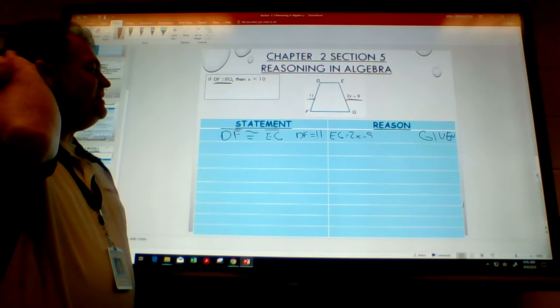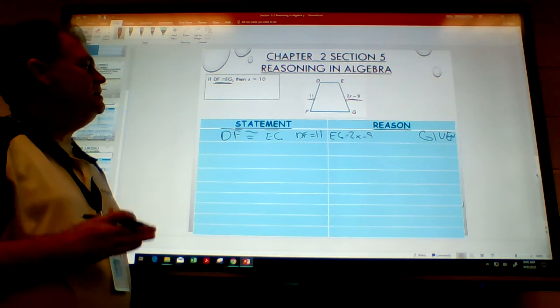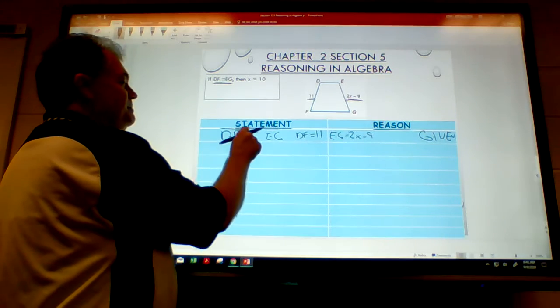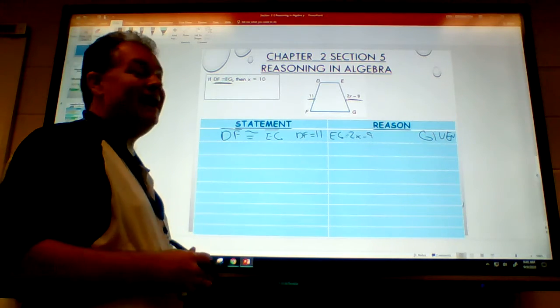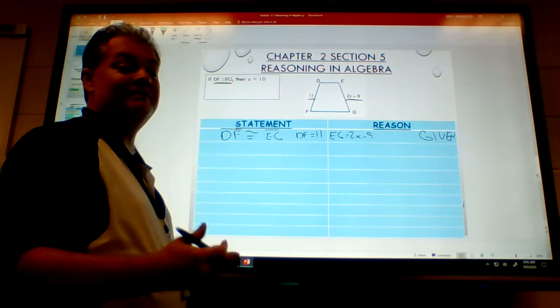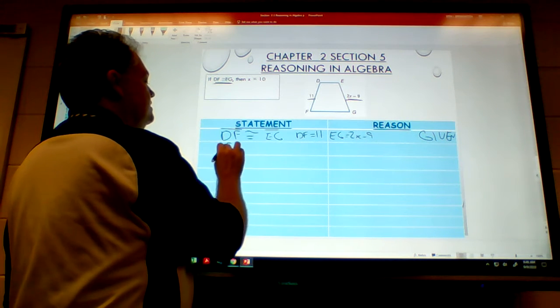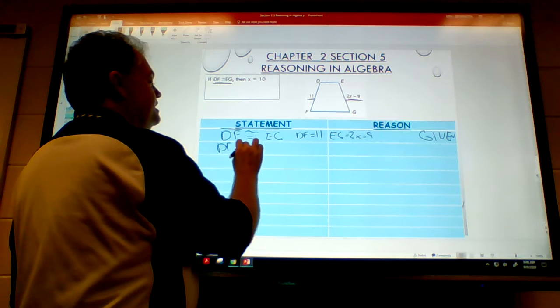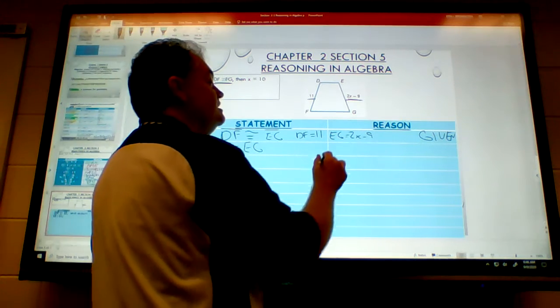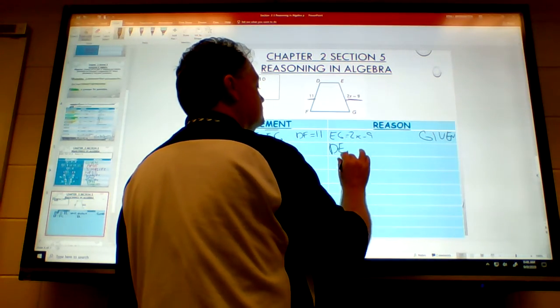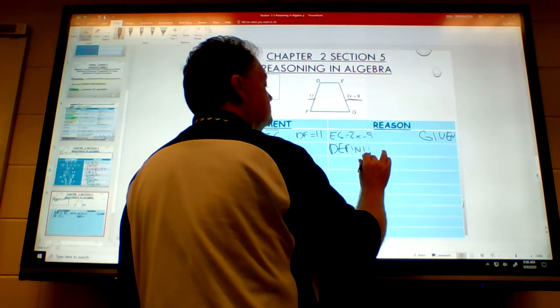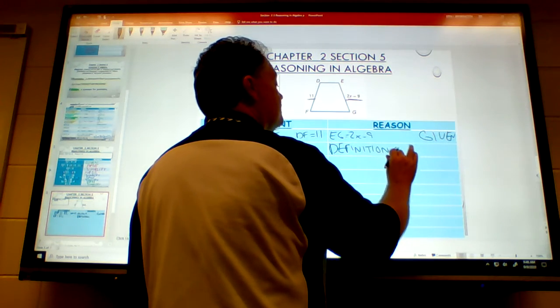But before we do anything else, we have to do one other step. I have here that segment DF is congruent to segment EG. I can't just substitute it because I'm talking about a segment. I got to talk about segment length, so I got to change that. So DF equals EG. And the reason for that is what's called the definition of congruence.